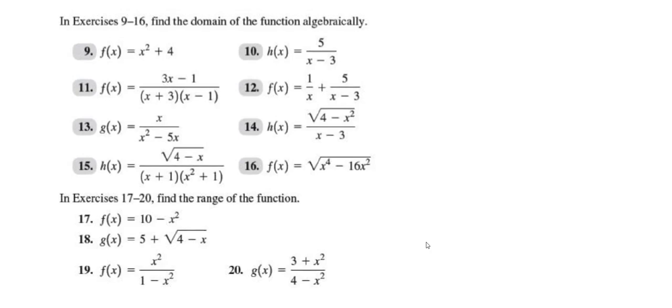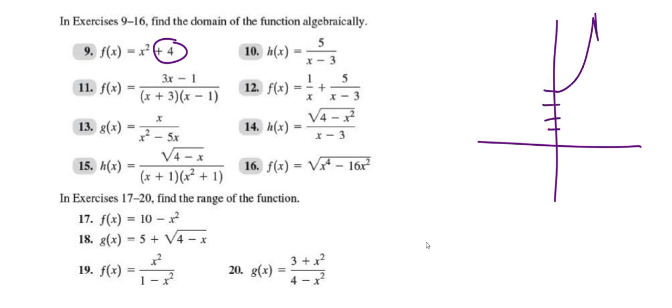Sure, x squared plus 4. Find the domain. Alright, so what's the picture look like? X squared plus 4. So what is that? I know it's a parabola. What's the plus 4 do to it? Up 4, right? 1, 2, 3, 4. And we got our parabolic shape.